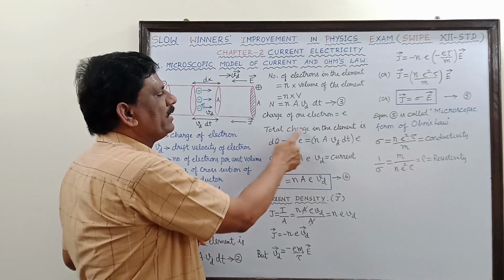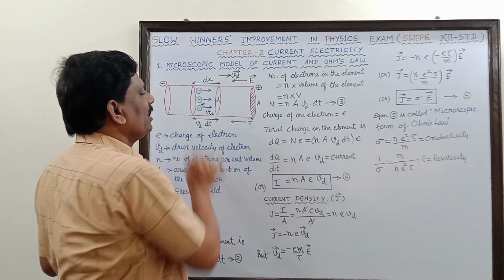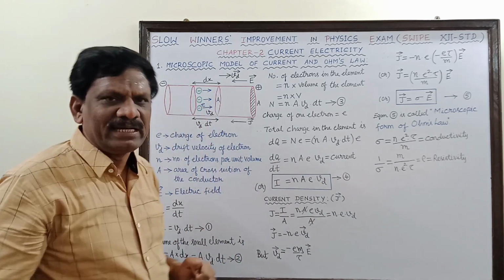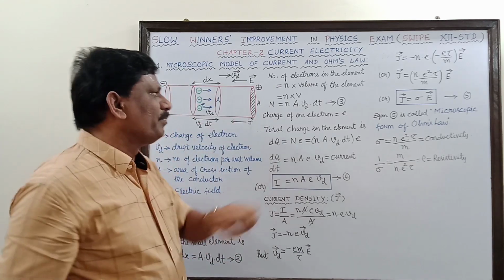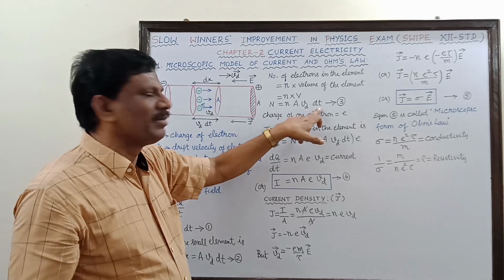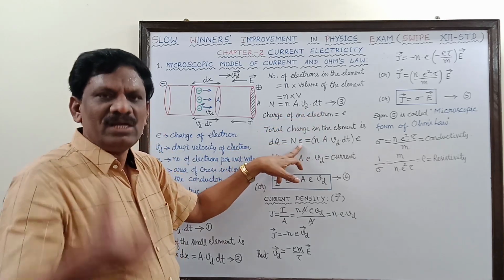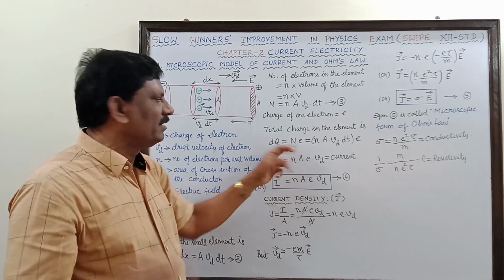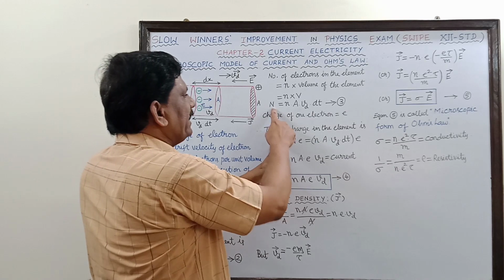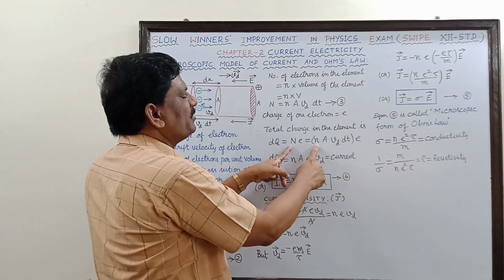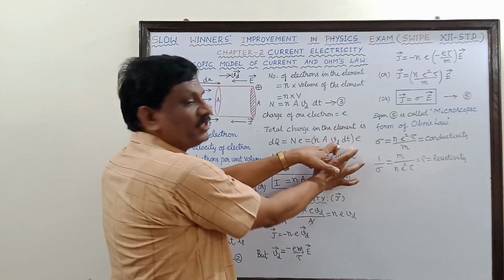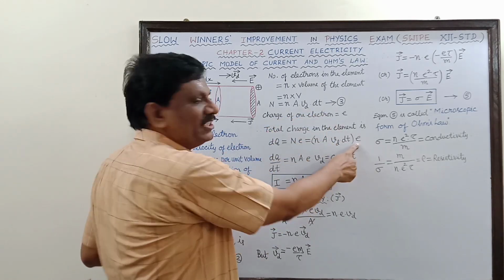That is given by the total charge in the element, dq. So, the charge of one electron is e. Like that, how many electrons are present? n A Vd · dt electrons are present. If you multiply this number of electrons by the charge of one electron, you will get the quantity of charge inside the element, that is dq. Understood? So this is N. Instead of N, I am substituting n A Vd · dt. You can verify here, equation 3 substituted here, into the electronic charge e.